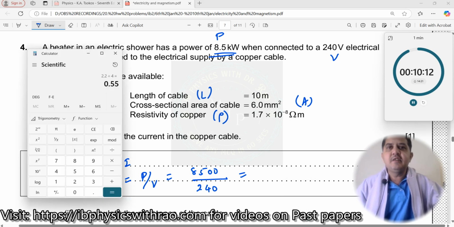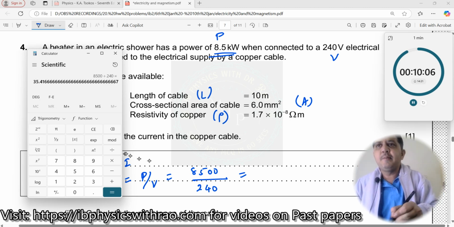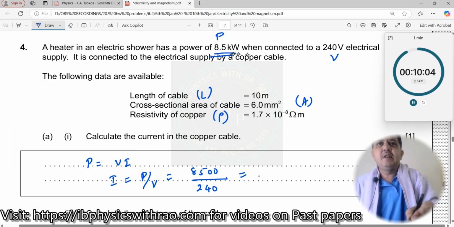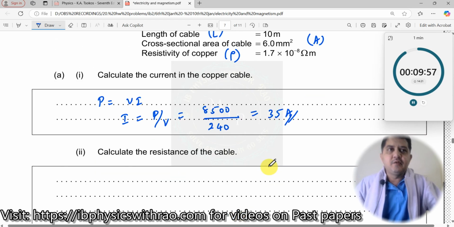Use your calculator to get the final answer. 8500 divided by 240. You get the answer as 35.41. Since we have only two significant figures, give it as 35 amperes over here. Okay, 35 amperes. Now let us move on to the next one.